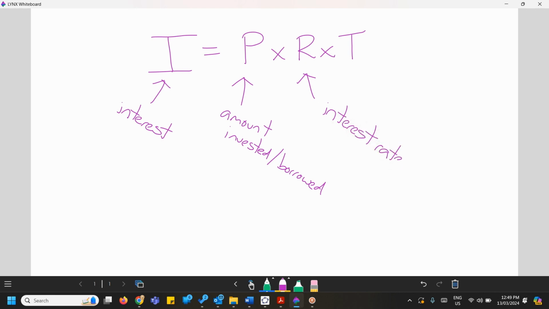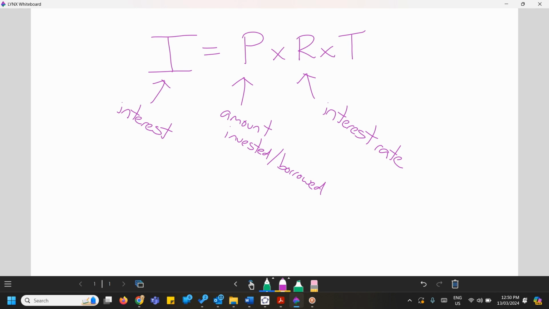Now this is very important. The interest rate, we have to convert the rate to a fraction before we do the calculation. So the bank will say something like, we will pay you 4% interest. When we do our calculation, we don't put the number 4 in there, we put 4 divided by 100. We convert that number to a decimal or fraction first.